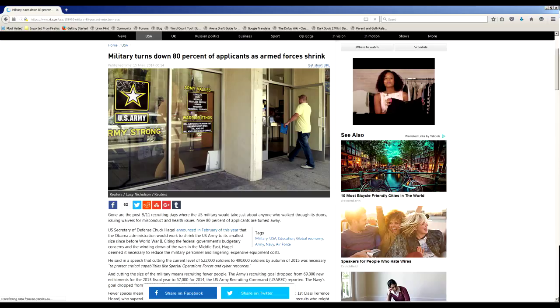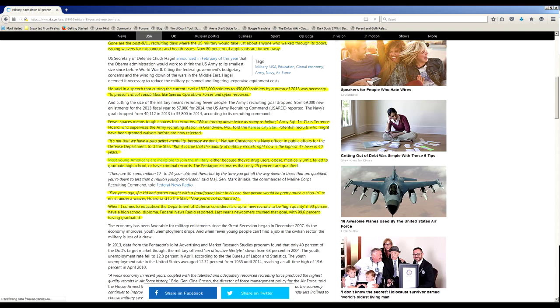Maybe we should have far more strict regulation of driver's licenses, cigarettes, and we should tell people what they can and can't eat too. As for fewer war deaths, there are several factors to consider here. The first is that the military turns down 80% of applicants as armed forces shrink. Gone are the post 9/11 recruiting days where the US military would take just about anyone who walked through its doors, issuing waivers for misconduct and health issues. Now 80% of applicants are turned away.